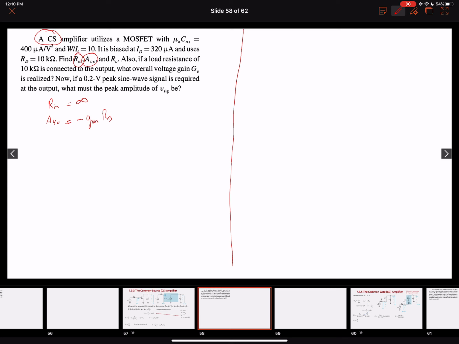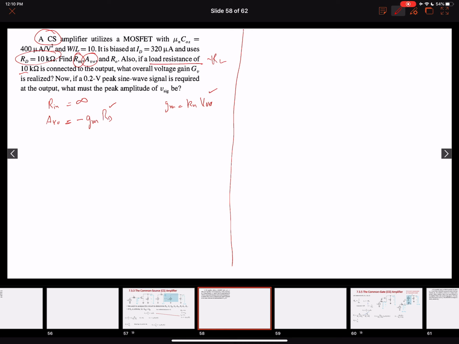I already know the value of the load resistance RL. This is the value of the RD, 10 kilo, and interestingly, they're both the same. So I already know the value of the RD. I need to find out the value of the GM. I know that the value of the GM is KnVOV. So the first thing that I need to do is to find out the value of the VOV.